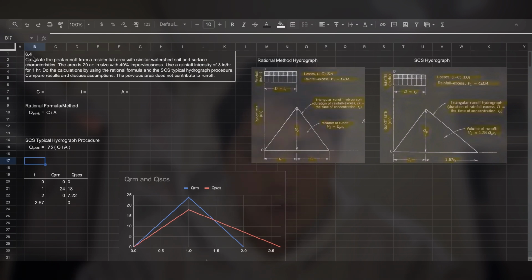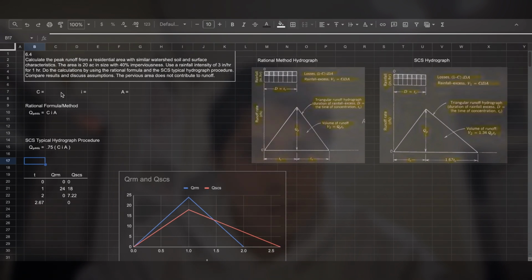Problem 6.4. Calculate the peak runoff from a residential area with similar watershed soil and surface characteristics. The area is 20 acres in size with 40% imperviousness. Use rainfall intensity of 3 inches per hour for 1 hour. So our storm is for 1 hour. Do the calculations by using the rational formula and the SES typical hydrograph procedure. Compare results and discuss assumptions. The pervious area does not contribute to runoff.